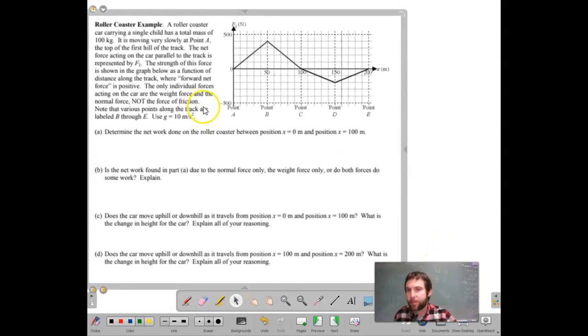Oh, F parallel. The strength of this force is shown by the graph below as a function of distance along the track, where the forward net force is positive. The only individual forces acting on the car are the weight force and the normal force, not friction. Note the various points along the track are labeled B through E. So we have point A, B, C, D, E along the bottom, and then our parallel component of force.